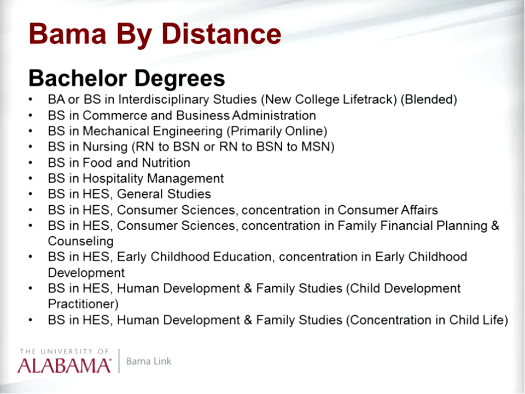And then our two exceptions to being completely online. First, there's the BA or the BS in Interdisciplinary Studies, which we call our new College Life Track program. It's blended in that you have to come to campus for a 2-day orientation at the beginning of your time being enrolled, and then the rest of your coursework is online. And it's just like it sounds. You have choices in how you focus your coursework since it is an interdisciplinary studies degree. So you can take courses from many different colleges on campus, and you do have to be at least 25 to enroll in that program.